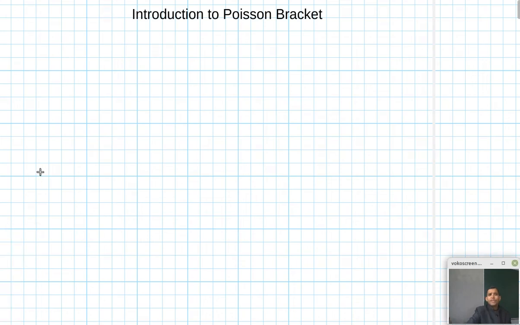Okay, so in the earlier lecture I talked about the Hamiltonian formulation. Now I will discuss in this lecture the Poisson bracket. This is also a very interesting concept. So for this, let G be a dynamical variable, depending upon Qi, Pi and t.